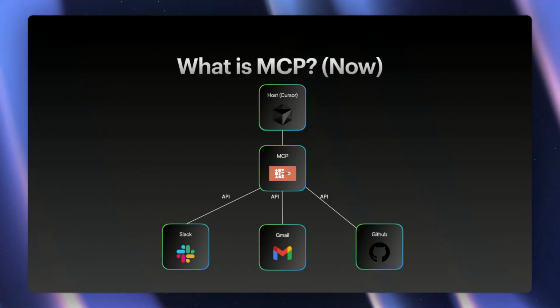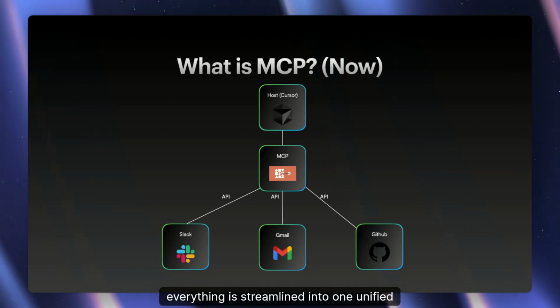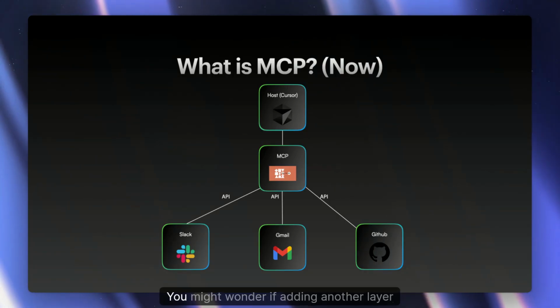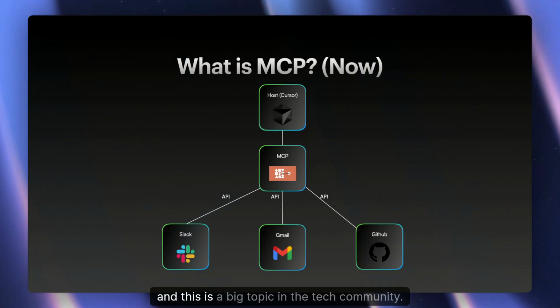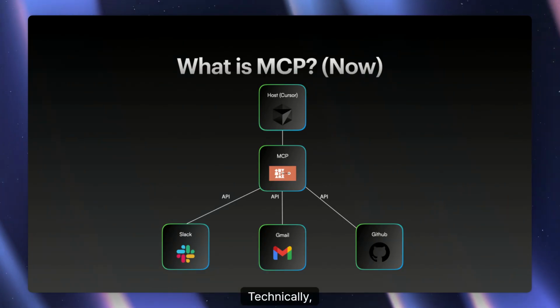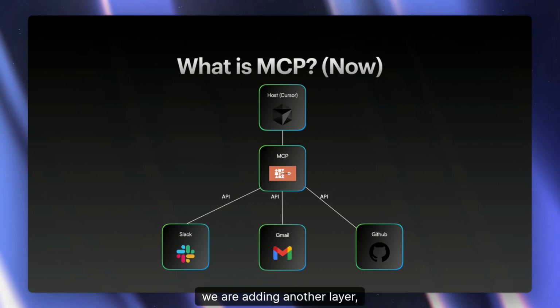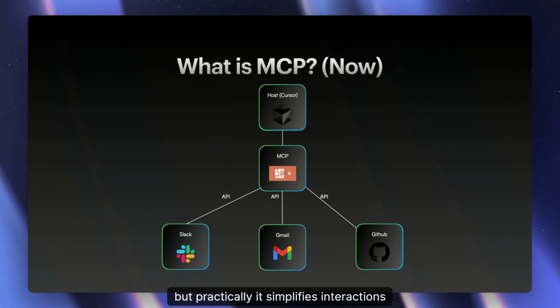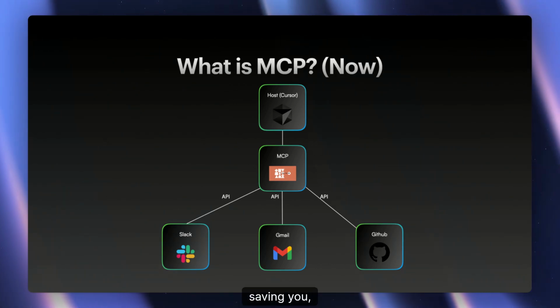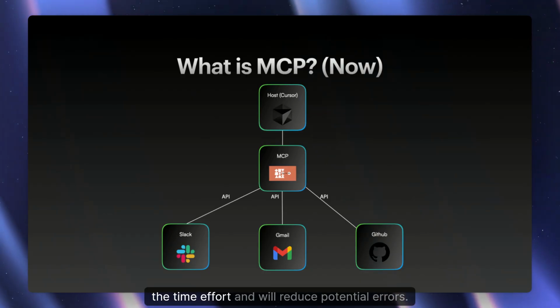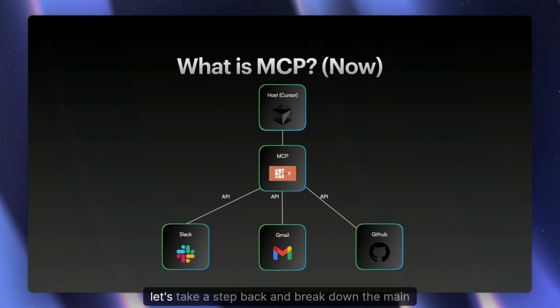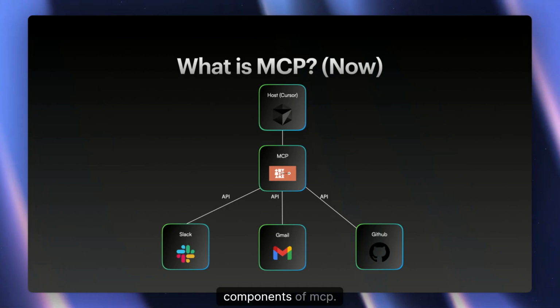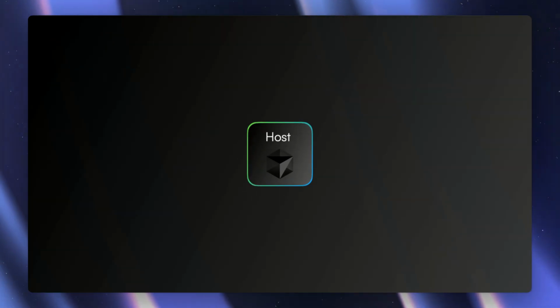With MCP, everything is streamlined into one unified communication layer. You might wonder if adding another layer introduces extra complexity, and this is a big topic in the tech community. Technically, yes, we are adding another layer, but practically, it simplifies interactions dramatically, saving you, the developer, time and effort, and will reduce potential errors. Now, let's take a step back and break down the main components of MCP.